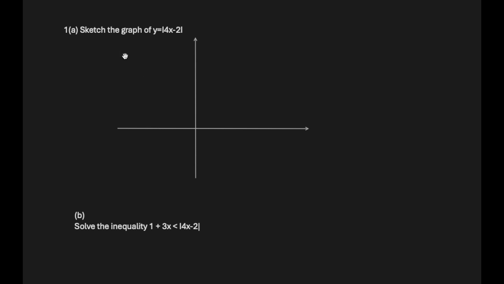Let's get started with question number 1 straight away. It says we need to sketch the graph of y. Sketch means it may not be an accurate one, but it should be a graph of y equal to the absolute value of 4x minus 2. So if we draw a graph of 4x minus 2, that means minus 2 will be the y-intercept, somewhere here, and 4 will be the gradient, something like this.